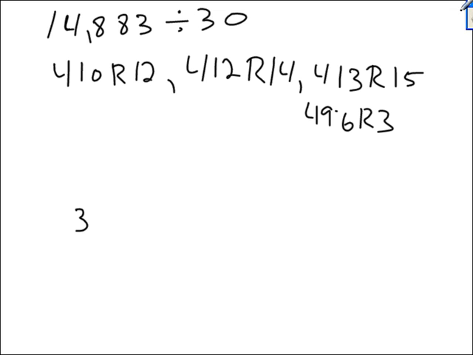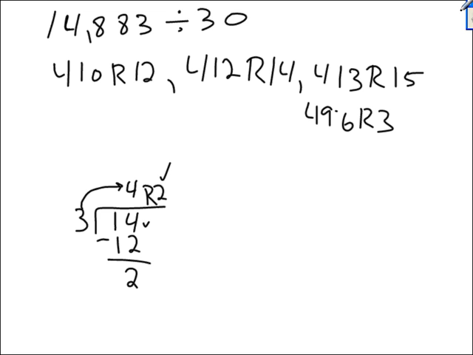For example, if you do 3 and 2, 14, 3 goes into 14 4 times. 4 times 3 is 12. You take it away from 14, you get a remainder of 2. Now, how would you check this? The answer is you'd multiply 3 times 4, you get 12, and then you add on 2, which is 14.